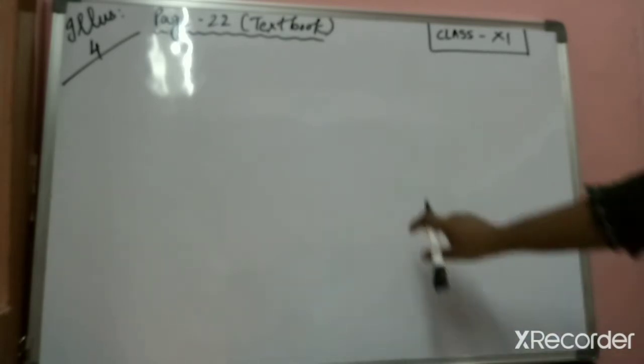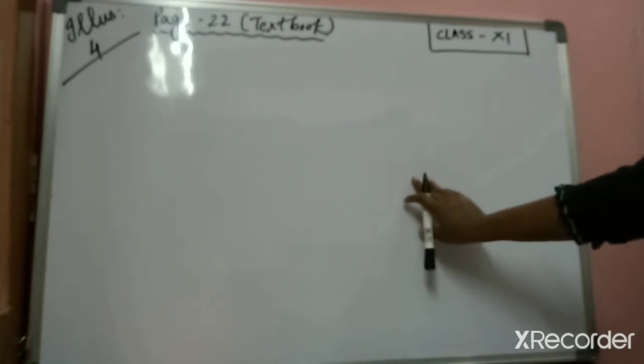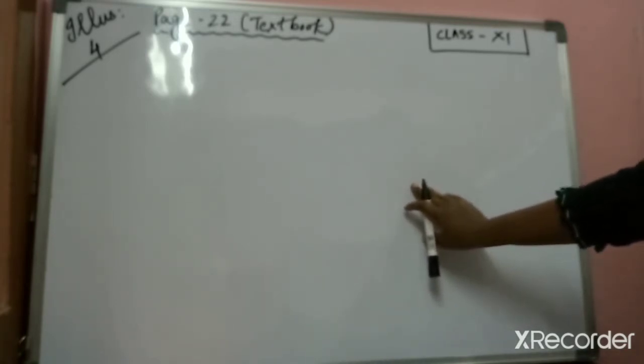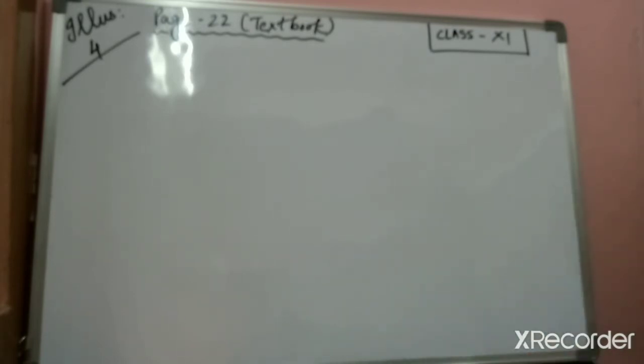Before starting this class, I would request everyone to take out your textbook and a pen and also a rough book and do along with me. Clear? Now, we have completed our illustration number 3. That was the data regarding the number of roses. Now, with that same data, you have to do illustration number 4.